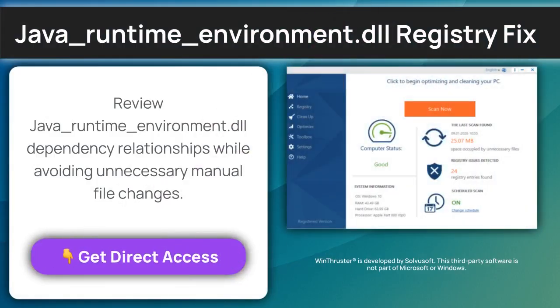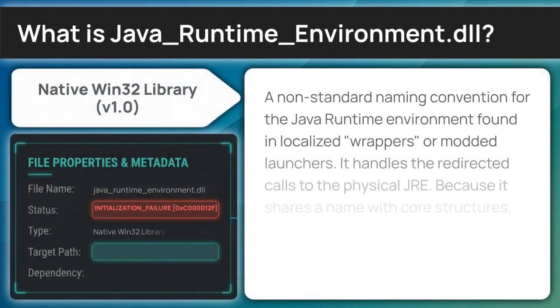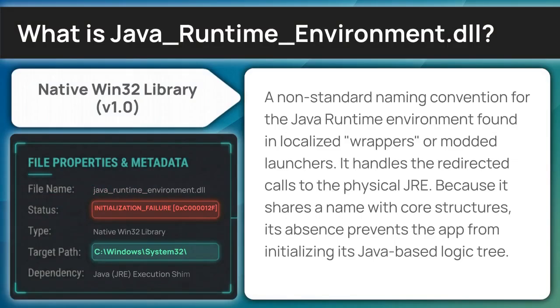This is the Java Runtime Environment Module, a non-standard naming convention for the Java runtime environment found in localized wrappers or modded launchers. It handles the redirected calls to the physical JRE. Because it shares a name with core structures, its absence prevents the app from initializing its Java-based logic tree.